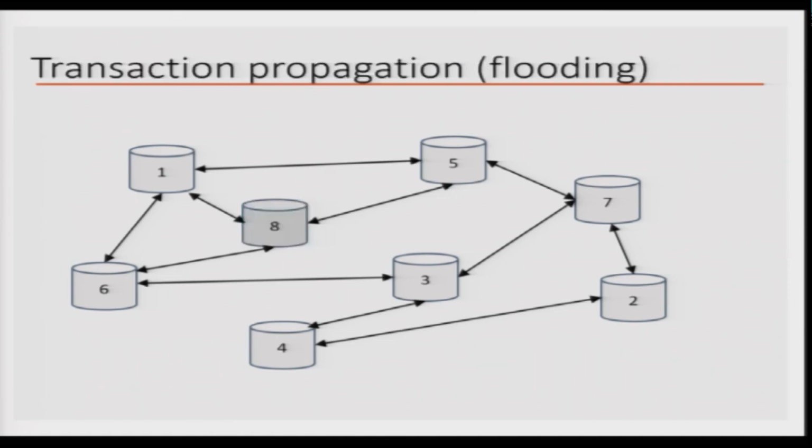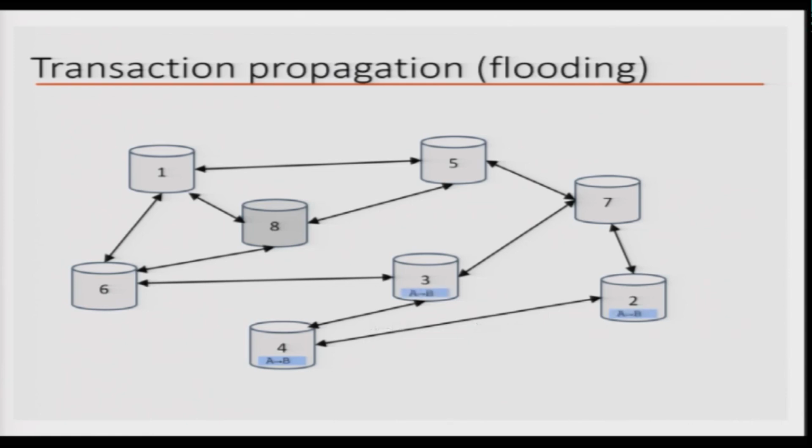Now, how do they do transaction propagation? It is often called a gossip protocol, and it is also a flooding mechanism. Let us say there is a new transaction that 4 learns about, or somebody connected to 4 puts that transaction on. 4 will then send it to all its peer to peer neighbors. In this case 4 is directly connected to only 3 and 2, so it sends it to 3 and 2.